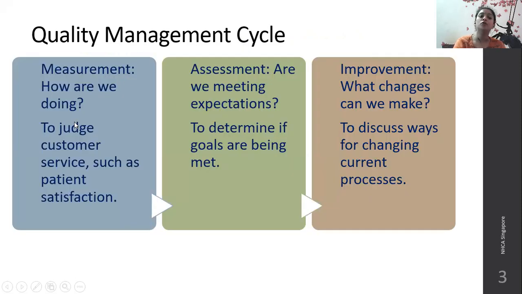So, quality management cycle, measurement. How are we doing? To judge the customer service, such as patient satisfaction, is an example of measurement. You give them the feedback form. The feedback form here is a measuring tool. Assessment. Are we meeting the expectation? To determine the goals that are being met. When we get back the feedback form, check.